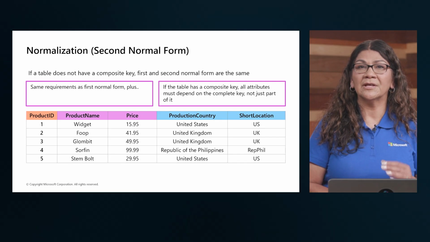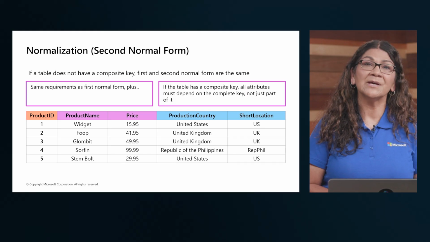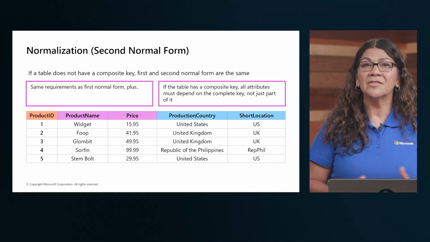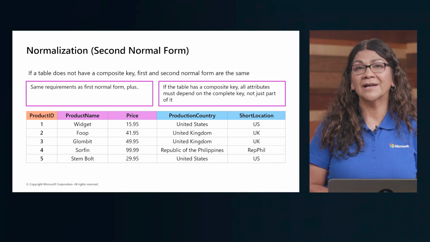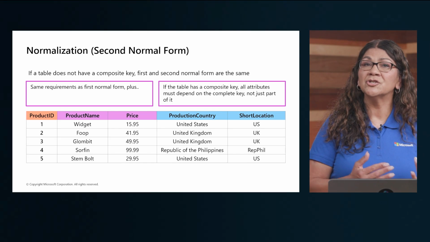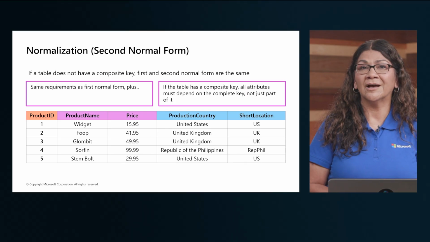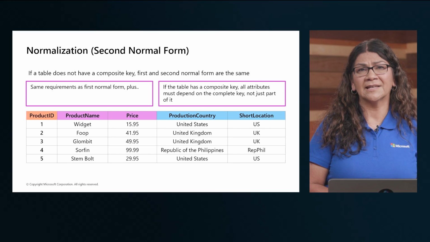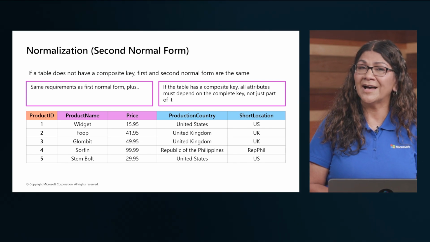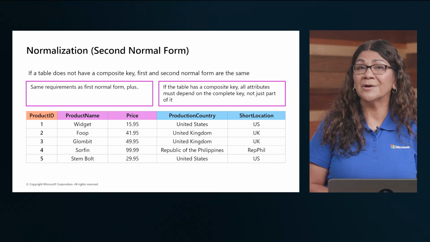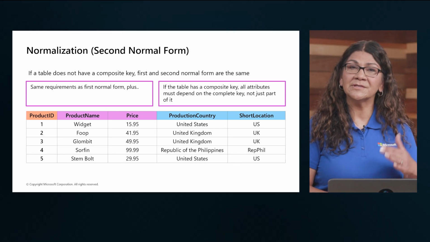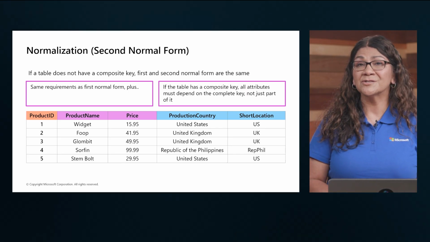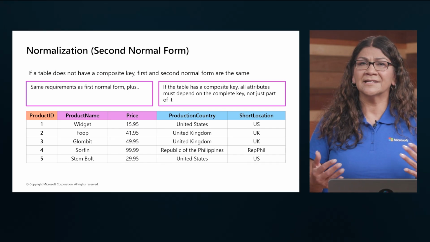For example, if we assume a composite key made up of product ID and product name, then all other columns must depend on both parts of that key to satisfy second normal form. However, attributes like price, production country, and short location all depend on product ID and not on the full composite key. This partial dependency violates second normal form and can lead to update anomalies. To resolve this, attributes like price should be moved to a separate table where product ID is the sole key, ensuring centralized and consistent updates.